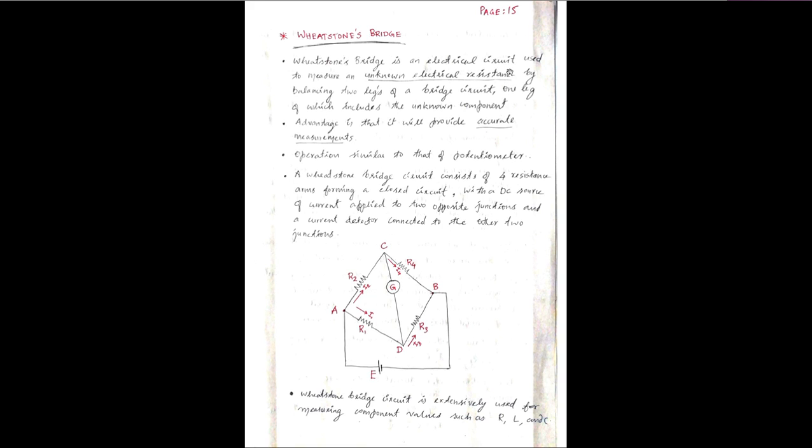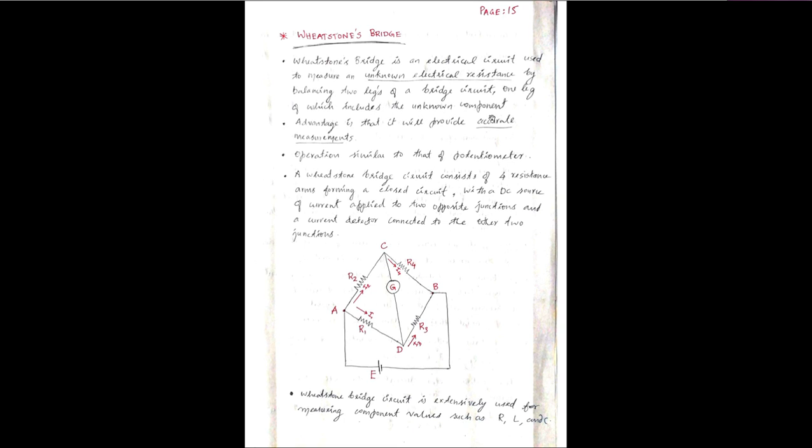Okay, next one we are discussing is Wheatstone's bridge. So what is Wheatstone's bridge? It is an electrical circuit used to measure an unknown electrical resistance by balancing two legs of the bridge circuit, one leg of which includes the unknown component.